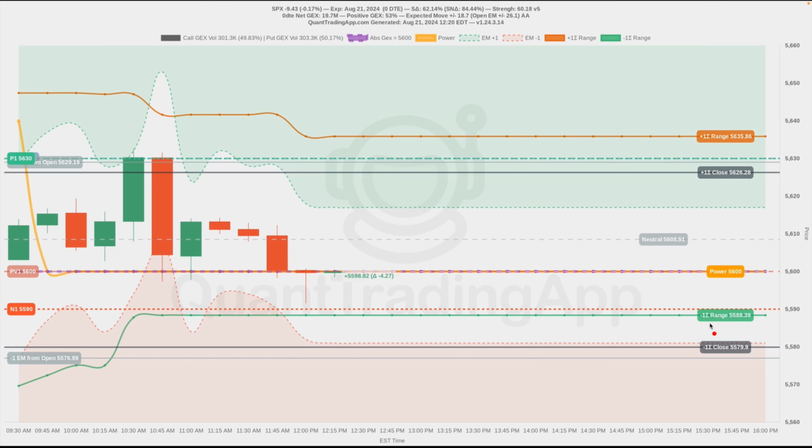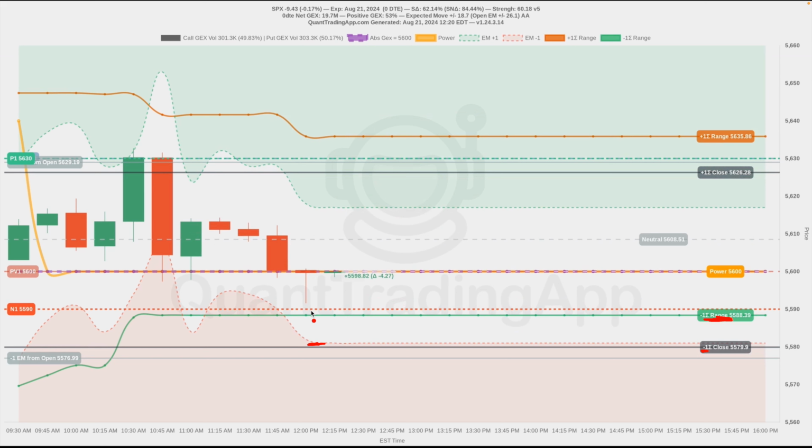So what Quant Trading App is doing is analyzing multiple days of price action and trying to find where the 1 sigma range is for a day such as today. What this is saying is usually price does not go past this range, which is pretty unique because we can see that the 1 sigma close is actually lower than it.